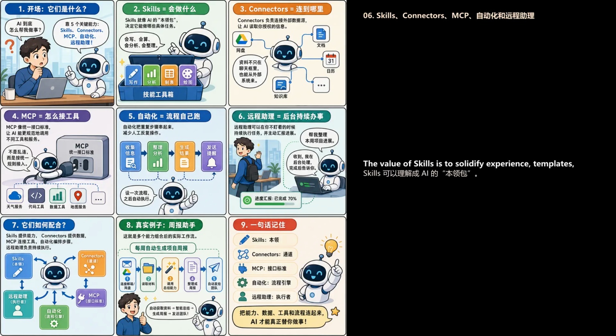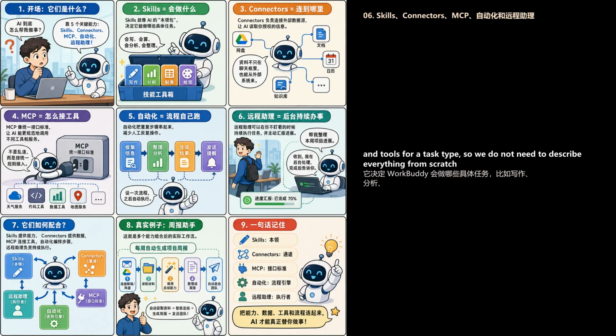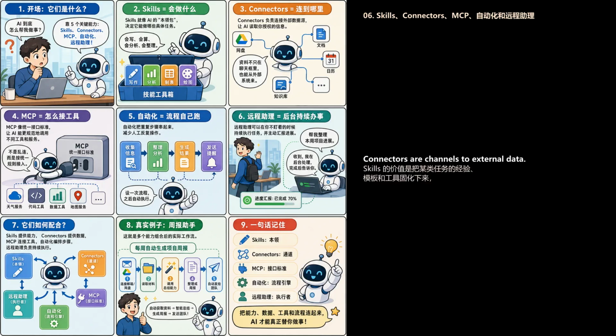The value of skills is to solidify experience, templates, and tools for a task type, so we do not need to describe everything from scratch each time. Connectors are channels to external data. Many business materials are not inside a chat box. They are in cloud drives, documents, calendars, knowledge bases, emails, spreadsheets, and business systems. Connectors read authorized information from those sources, so AI no longer depends only on manual copy and paste.